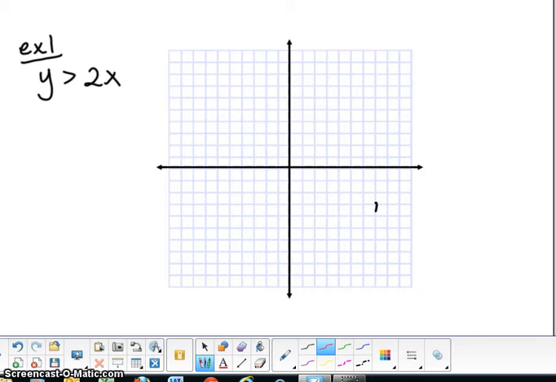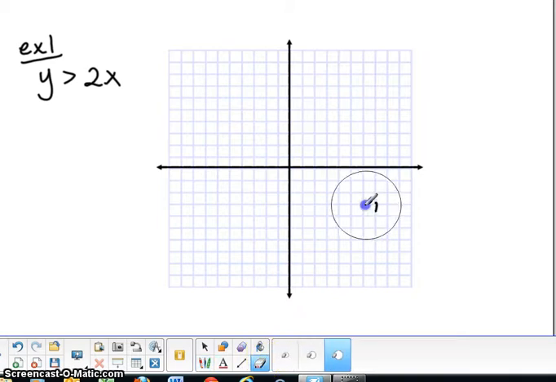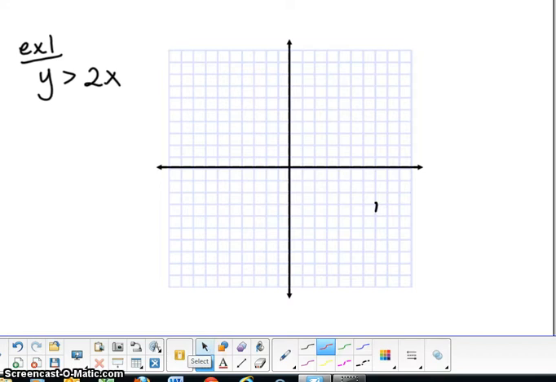In our first example, we're going to shade y is greater than 2x. Write that down somewhere on your graphing paper. And again, we're going to use the note sheet, so please find your packet, and we're going to graph on the packet. So on there put y is greater than 2x.